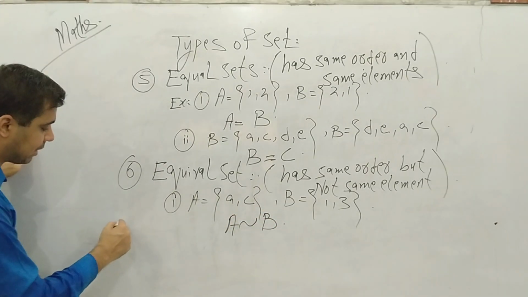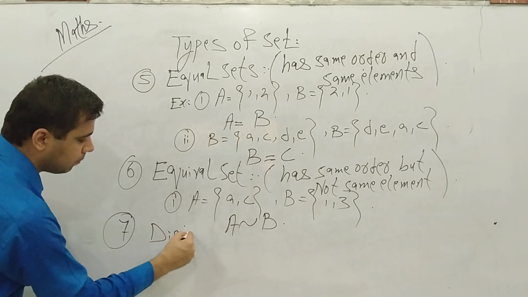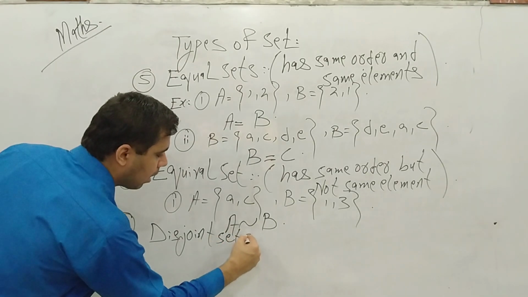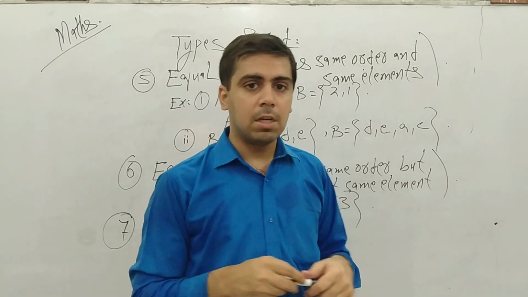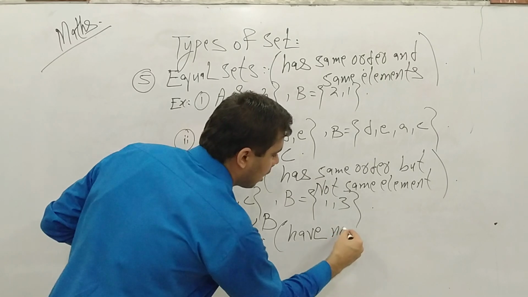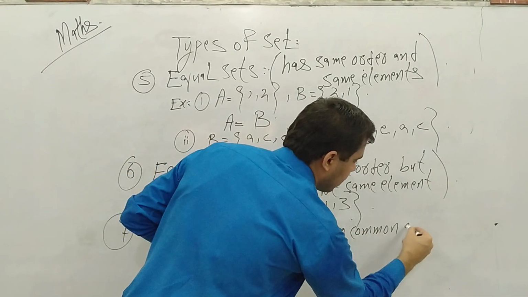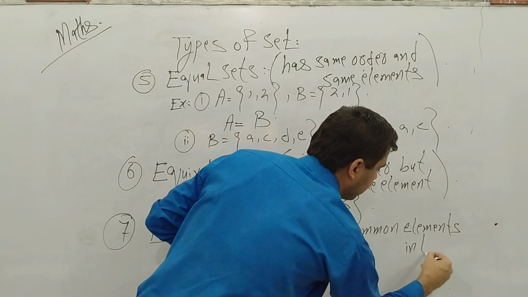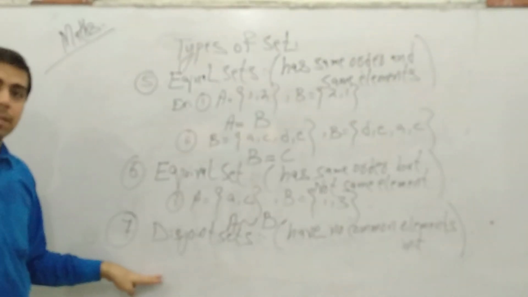The seventh type of set is the disjoint set. My students, disjoint sets are those sets which have no common element present in them. So we have to write here: no common element in it. That's why this is known as a disjoint set.